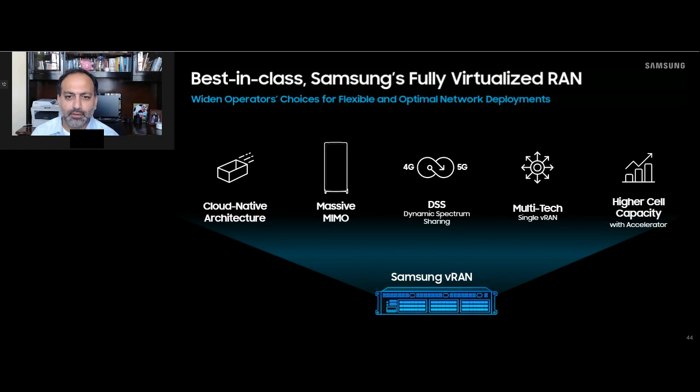So our virtualized RAN ticks all the boxes that operators are looking for. It's a cloud-native containerized architecture. We support massive MIMO capabilities, and like I said, this is commercial in the field, mid-band massive MIMO 5G. We have also done vRAN with dynamic spectrum sharing, so that an operator that wants to use 4G and 5G in the same spectrum can do so efficiently on a vRAN. We are supporting not just 5G, but multiple technologies on a single architecture. And we're driving acceleration so that we're not relying just on the basic x86 platform, but can bring more computation to drive higher capacity and better economics and power efficiency for our customers.